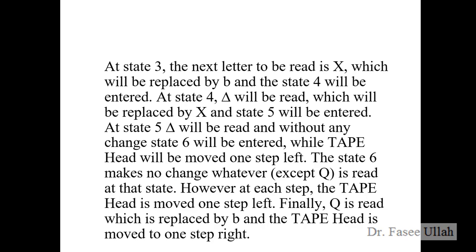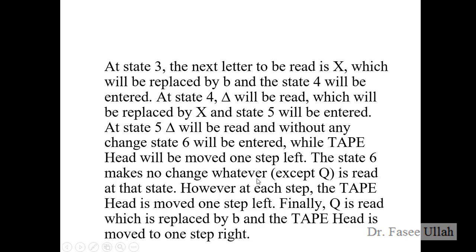At state 3, the next letter to be read is X, which is replaced by B, and state 4 will be entered. Okay, at state 4, empty will be read, which will be replaced by X. State 5 will be entered. At state 5, empty will be read, and without any change, state 6 will be entered, while the tab head will be moved one step towards the left.